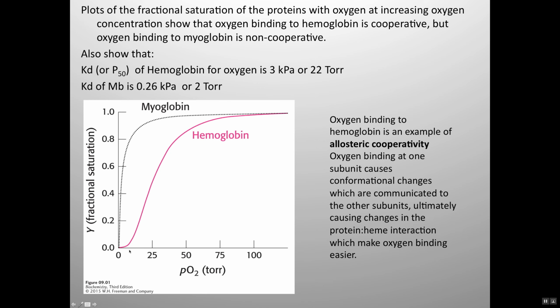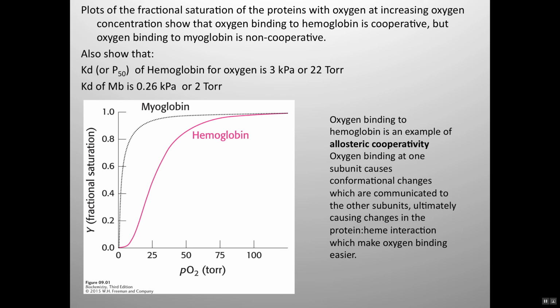In fact, it doesn't really start loading up with oxygen until you get to a much higher oxygen concentration, and then its rate of loading, or the degree to which it saturates, is much slower with the increase in oxygen concentration. And this is an example of something that we call allosteric cooperativity.